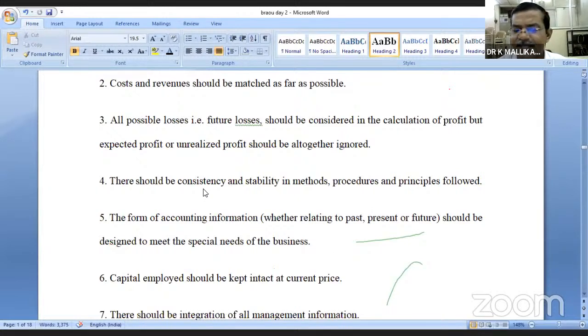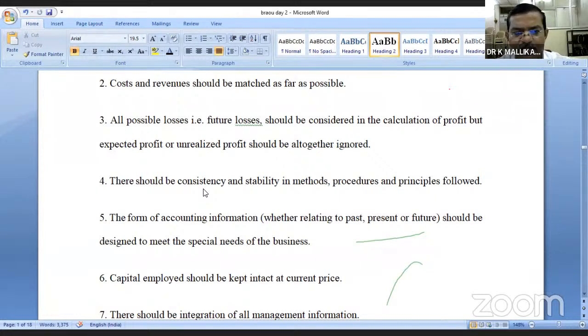There should be consistency and stability in methods, procedures, and principles followed. So the management, these financial accounting people, want to follow consistency in using the methods. See, in calculation of labor cost, there are so many methods, and also in issue of material, so many methods are there: LIFO method, simple average method, weighted average method. In depreciation also, there is the reducing balance method, fixed instalment method. So which method are we going to use? The management, the accountant, cannot change the method every year frequently. So it is not good.